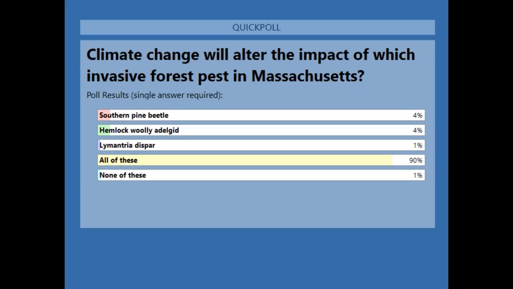And here are the results. 90% said all of these insects will be affected by climate change.